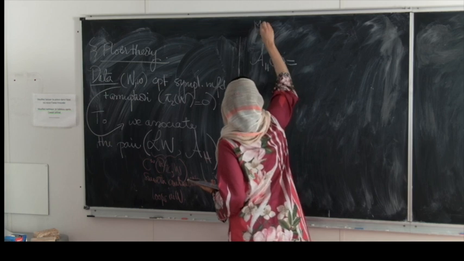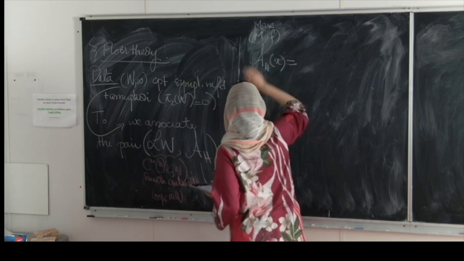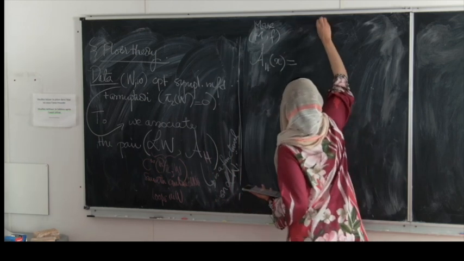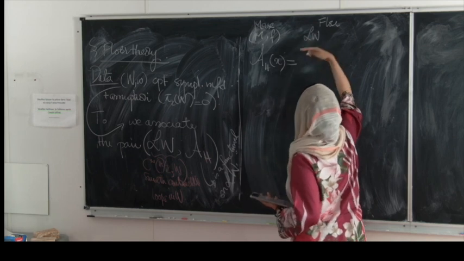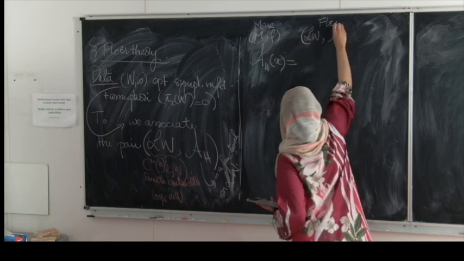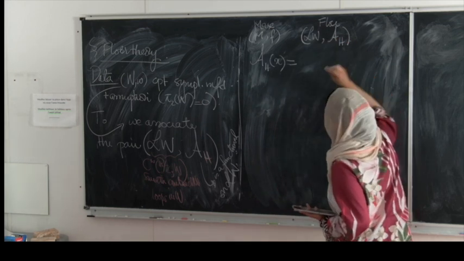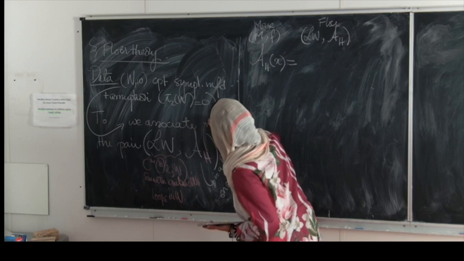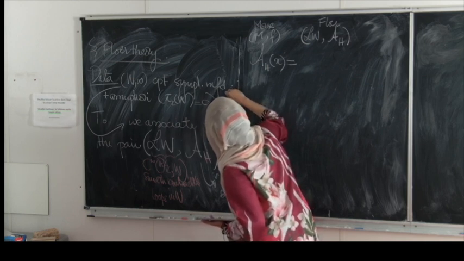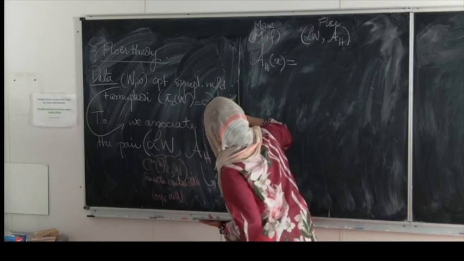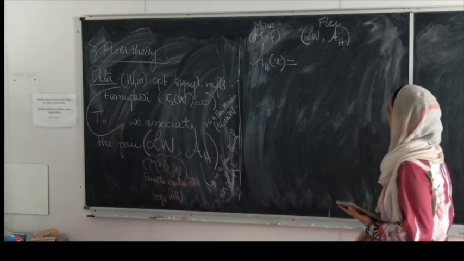In Morse theory we were looking at M and a Morse function on M. Now in Floer theory we're looking at this infinite-dimensional loop space and a functional. So H is a Hamiltonian on W. I forgot to say, this H is a Hamiltonian function on the symplectic manifold you started out with.